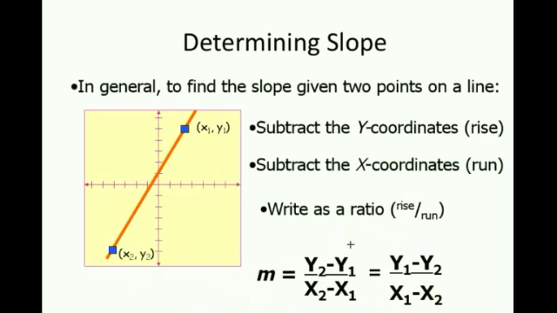Here again is the equation, y2 minus y1 over x2 minus x1. You can also do y1 minus y2 over x1 minus x2. Just make it consistent. Again, the trick is to figure out which of these 2 points is your first point and which of these points is your second coordinate point.